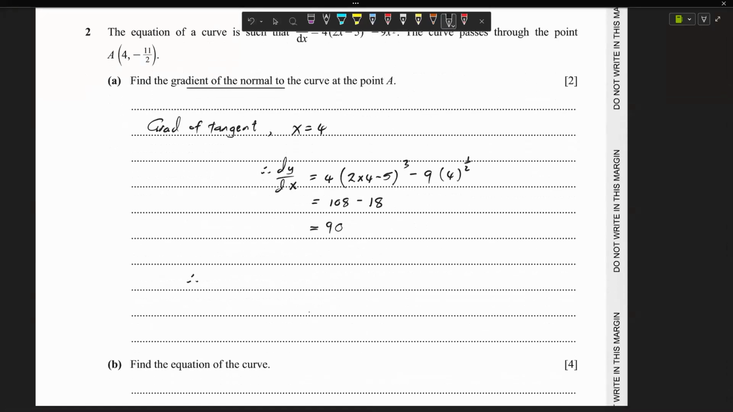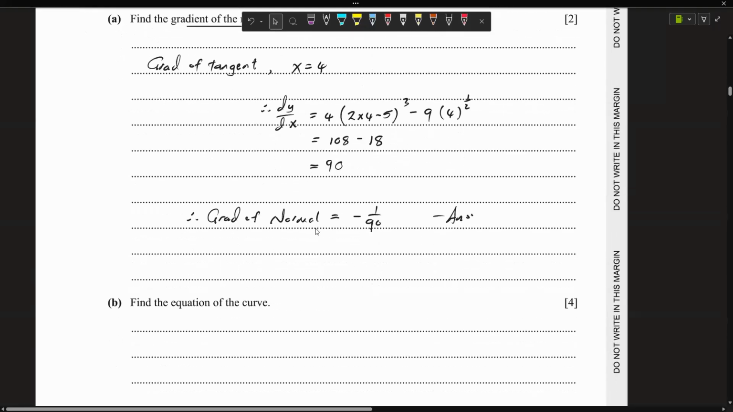So therefore, the gradient of the normal, remember the normal and the tangent are perpendicular to each other, so it's going to be the negative reciprocal. So negative 1 over 90 will be the answer here. So that's what we get on part A.